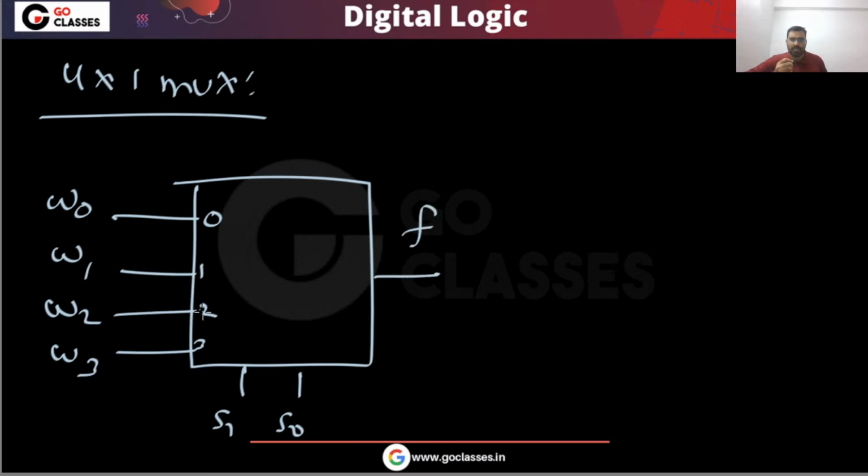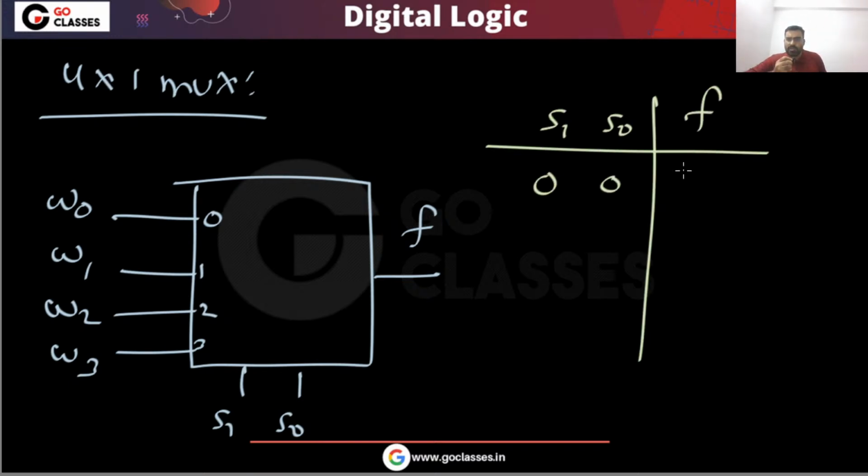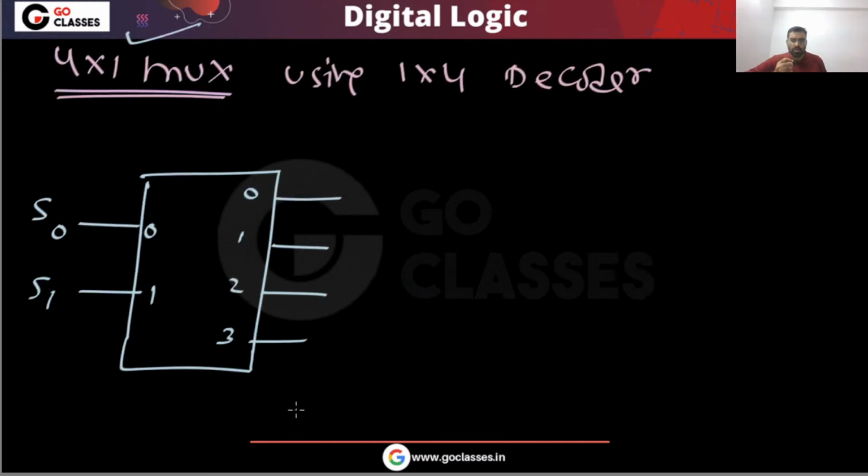one output. Now you can notice, if S1, S0 are 0, 0, then your output must be equal to W0. If I take these as 0, 0, then this line will become activated. So I can connect this line here, and I can connect W0 here.